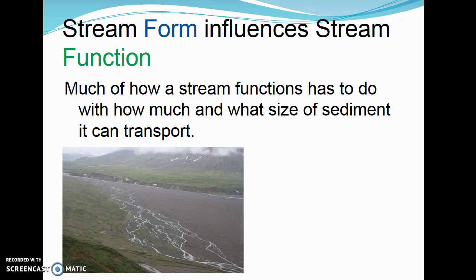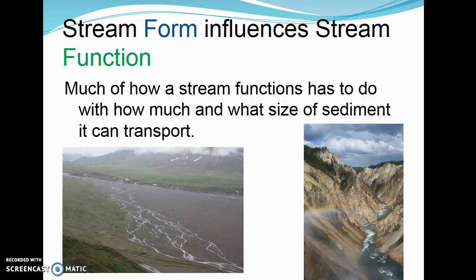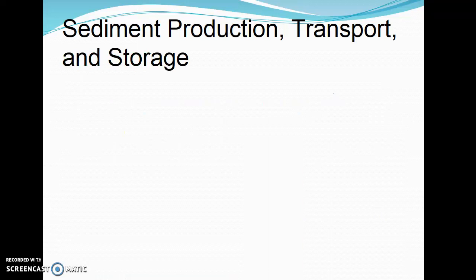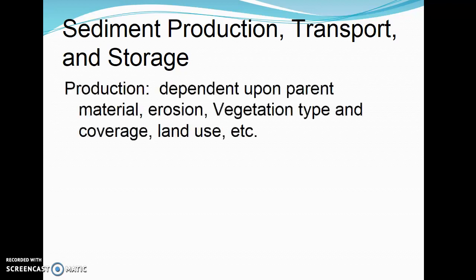Okay, so in this example, we have a little braided stream channel near some glaciers that's bringing a ton of sediment down with it and depositing a lot of sediment. In this example, we have a river in a narrow canyon in Yellowstone National Park, and it is going to be carrying sediment somewhere else and not depositing it right there. So these processes really are called sediment production, where it produces sediment. When it carries sediment, that's the transport. And then when it drops that sediment, that's the storage.